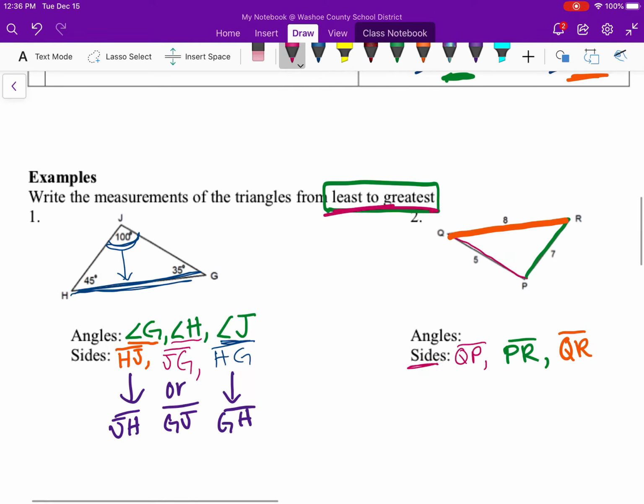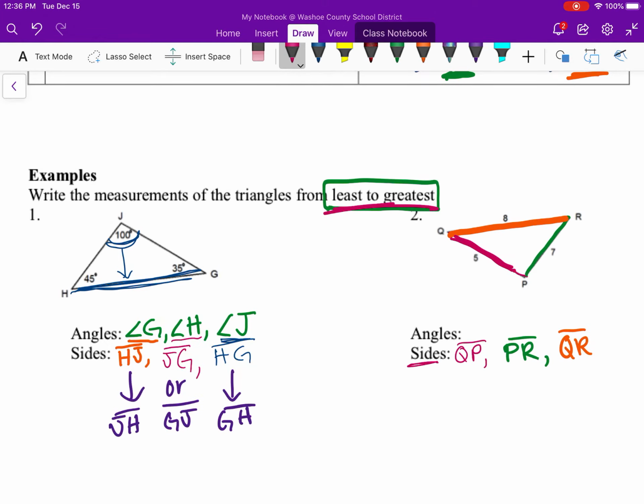So now again, from least to greatest, I'm gonna look across. Because 5 is my shortest side, I'm gonna look across and say, oh, that means angle R is going to be the smallest. Next, because PR is the second one, this green one, I'm going to look across and say that means Q is the next one. And lastly, because QR is the longest side, I'm going to look directly across and say angle P is the biggest angle.